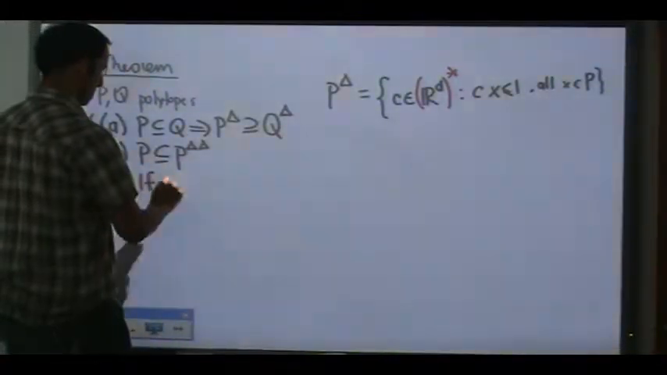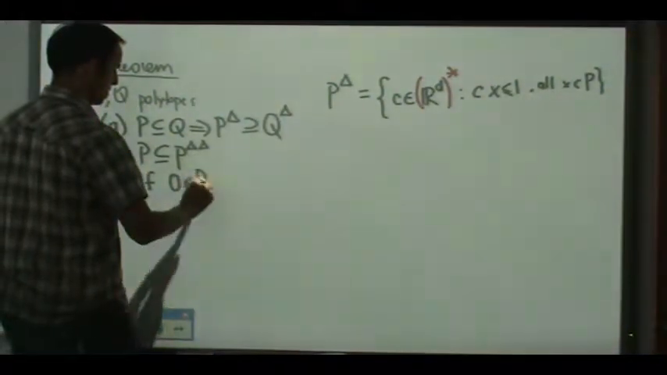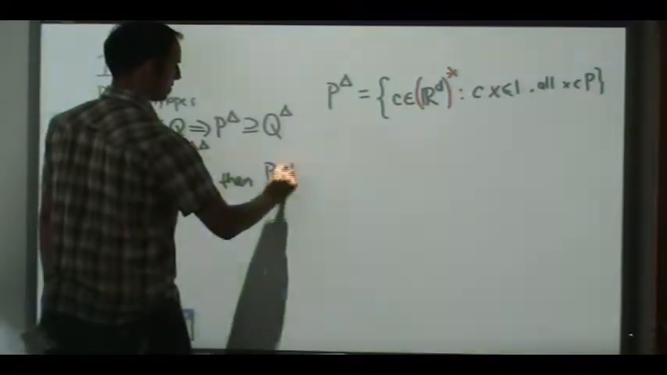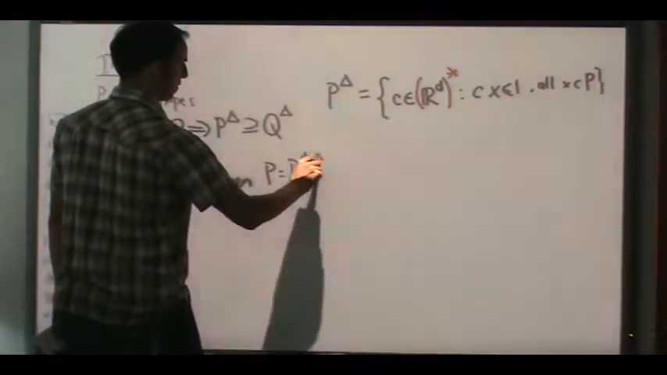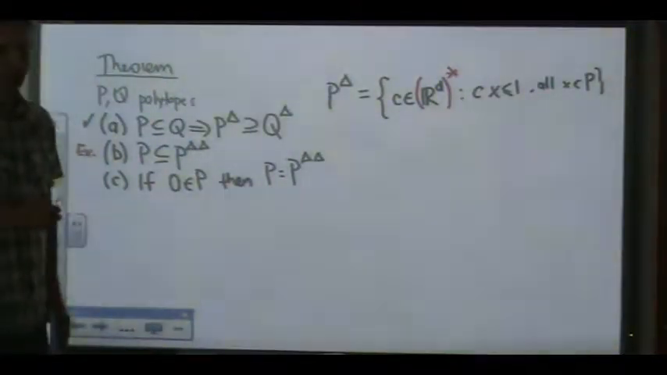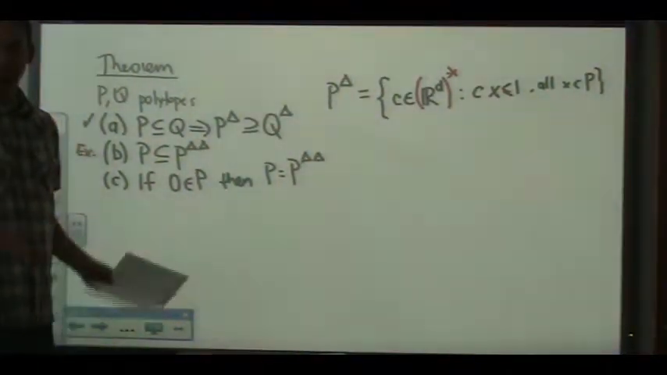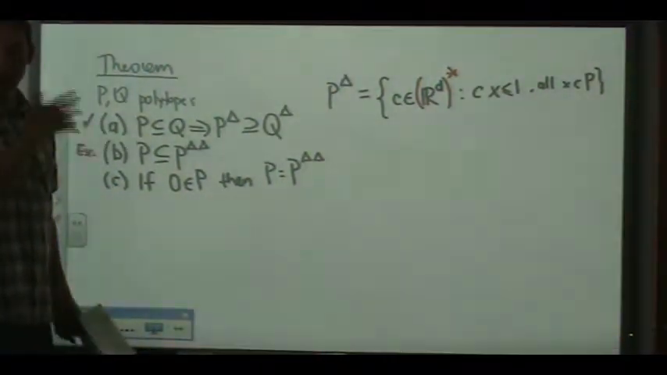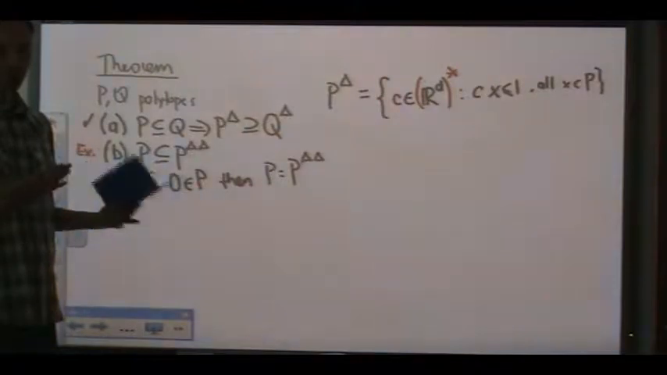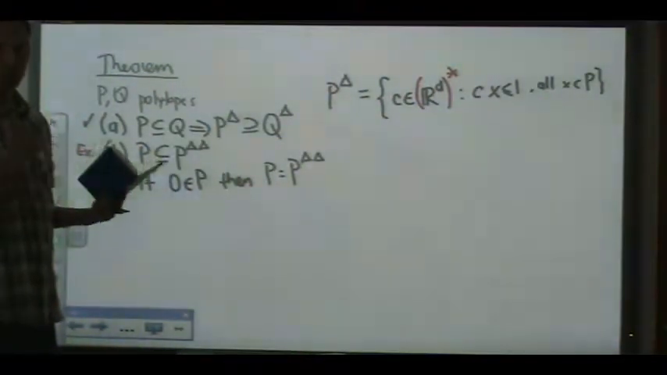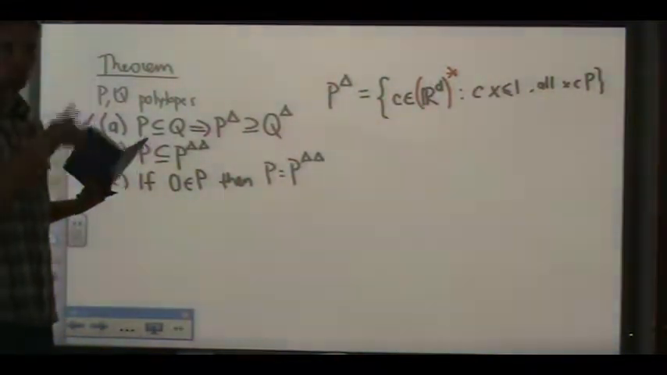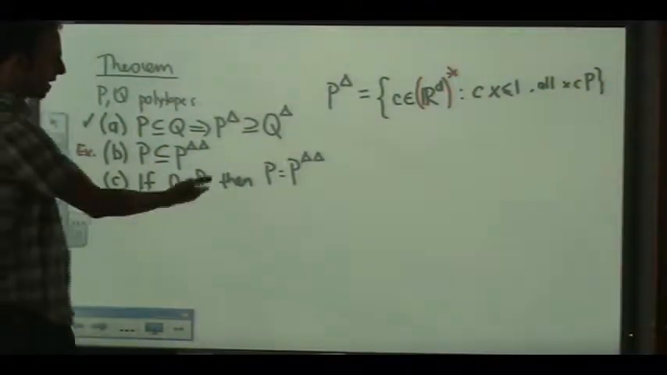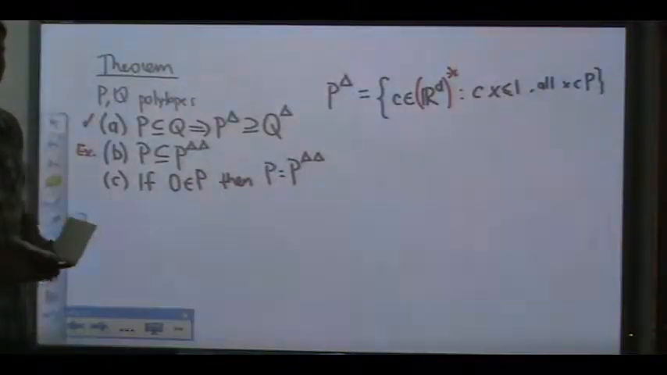Third, if 0 is in the polytope, then P is equal to P dual dual, or P polar polar. And this is a little bit more what you're used to. You're used to the fact that the octahedron is the dual of the cube and the cube is the dual of the octahedron. So generally, when we talk about dual things, dual is usually an involution where if you take the dual of the dual, you get what you had back. And this says that that's true as long as 0 is in the polytope.